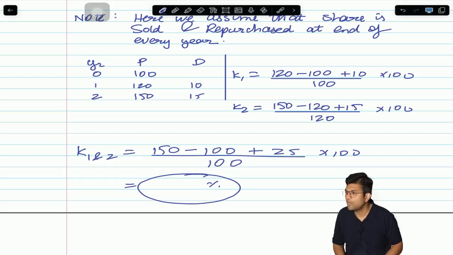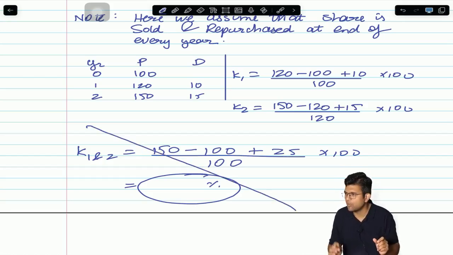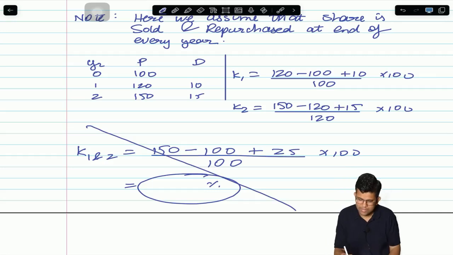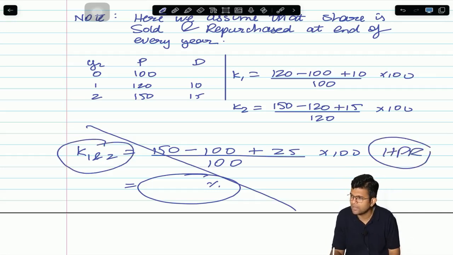But is that true about the share? No, sir. Every year was independent and individual. Which is why we don't do this. I hope everyone is following. In CFA, no, this calculation is there. It is called holding period return, HPR.